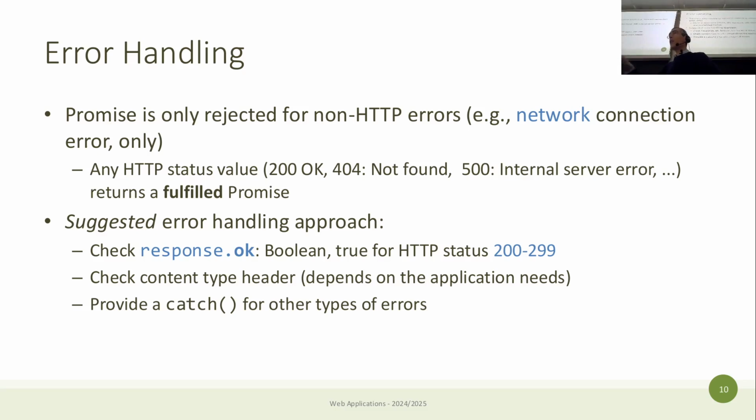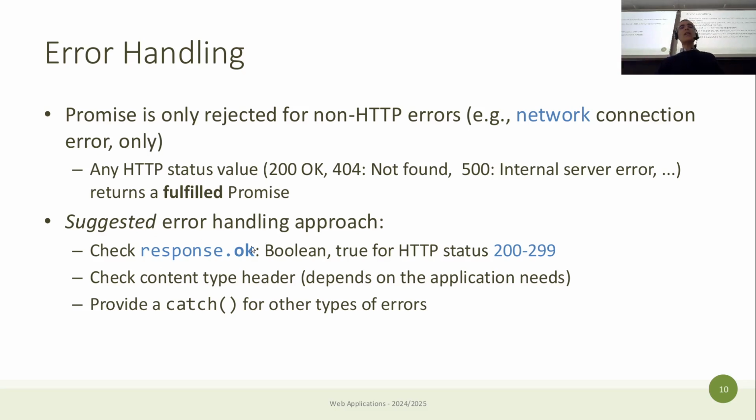If the fetch cannot connect to a server, that's a rejected promise, because we have no response, basically, right? Any reason, we don't care. You have no network connection, you disconnected the cable after the request, I don't know. Any reason for which there's a problem with the network, it's a rejected promise. But if the server answers something, it's a fulfilled promise, and it's your duty to decide what to do. Okay?